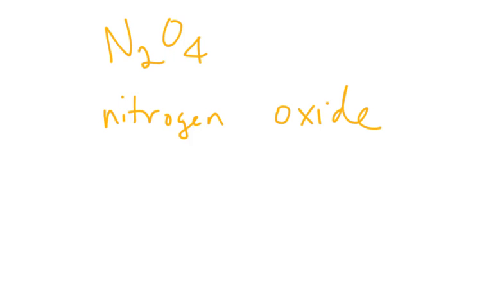The next one is N2O4, so we know this is going to be nitrogen something oxide. This time we have more than 1 of the first element, so this is going to be dinitrogen, and we have 4 of the second element, so that's tetroxide. If you put tetraoxide, that sounds kind of weird, so that's why we just call it tetroxide. So that's dinitrogen tetroxide, not dinitrogen tetraoxide.